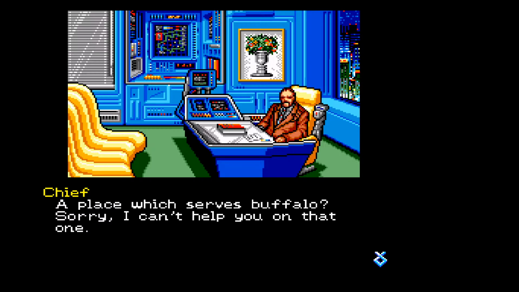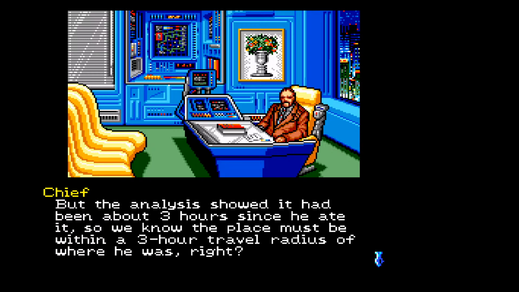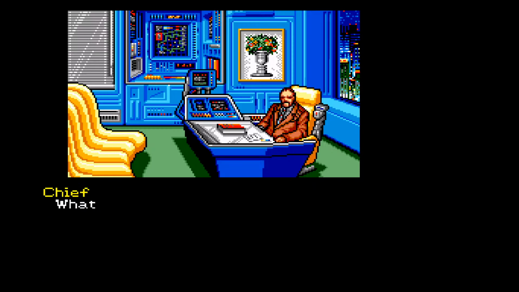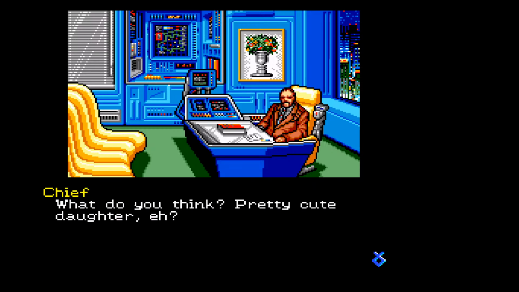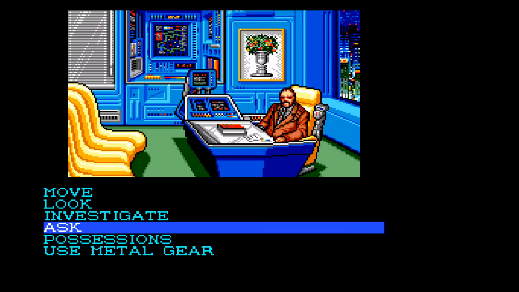A place which serves buffalo? Sorry, I can't help you on that one. But the analysis showed it had been 3 hours since he ate it, so we know the place must be within a 3-hour travel radius of where he was, right? Okay, about Katrina. What do you think? Pretty cute daughter, eh? I want you to help her out as best you can from here on out, Seed.